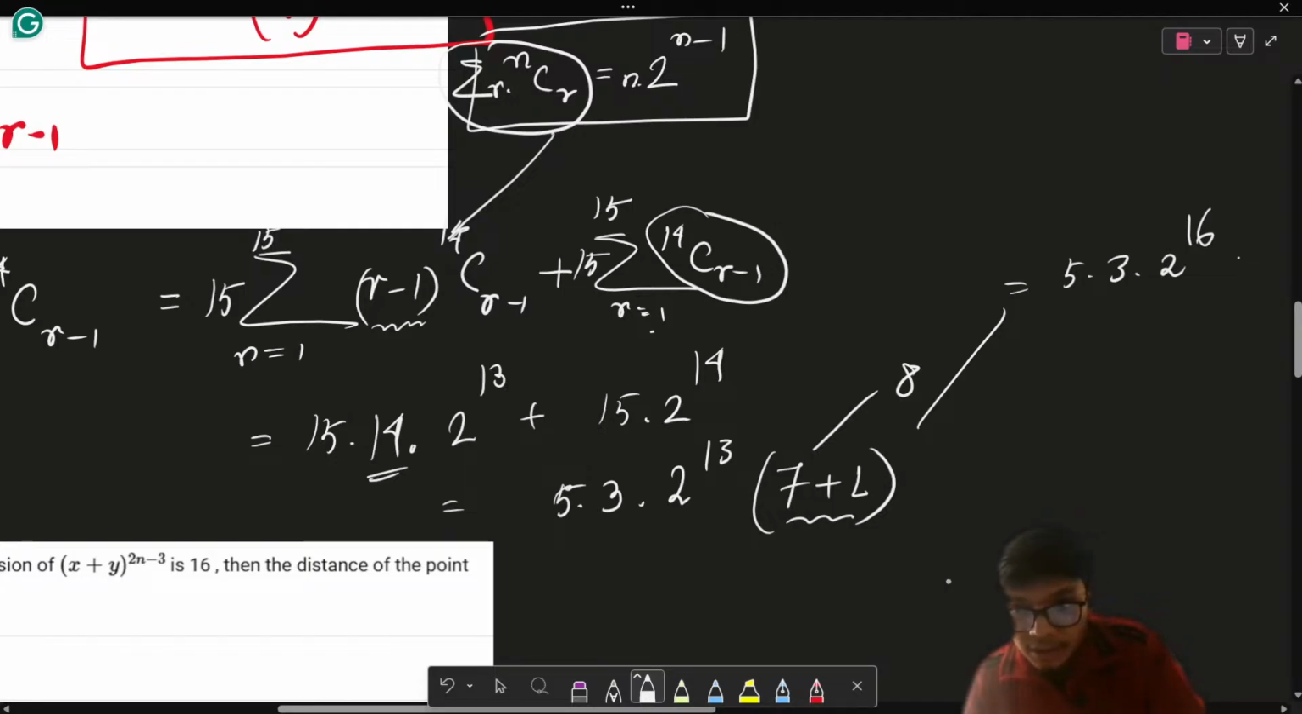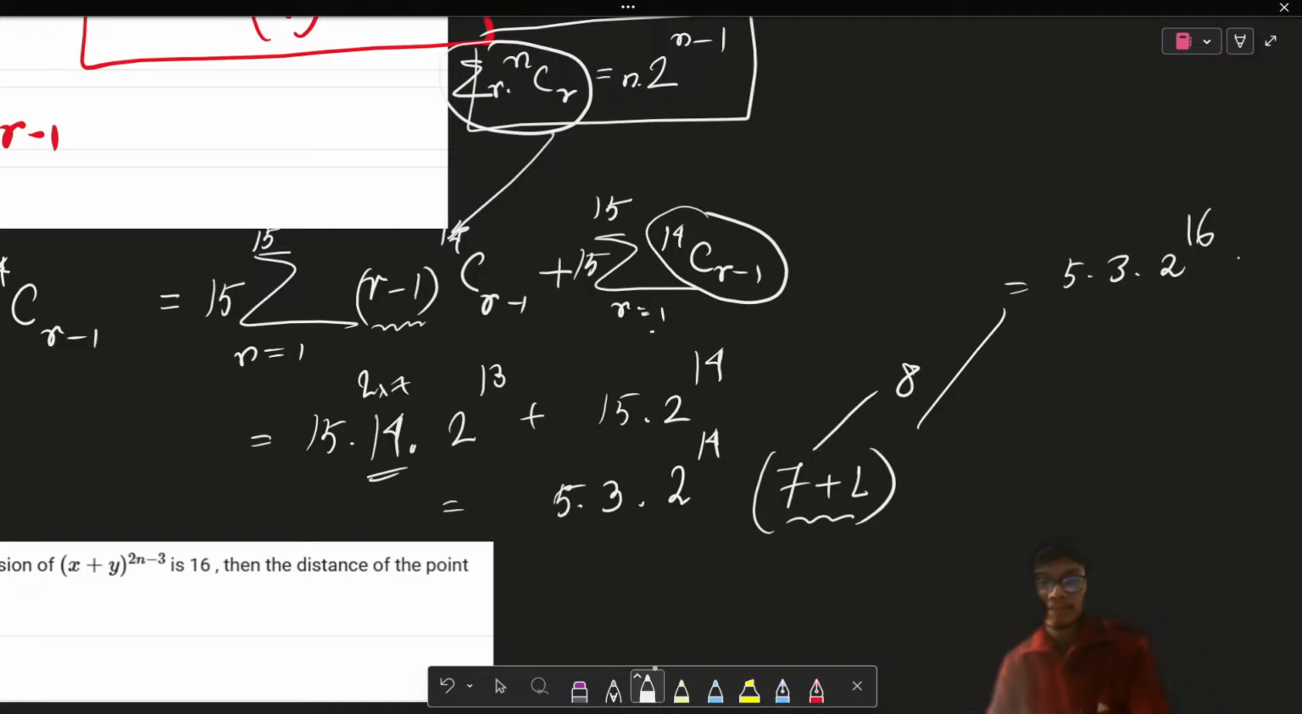If I have made a mistake, please point it out. This is basically 2 into 7, so that's 2 to the power 1, right? So I have to take it to the power 14. Okay, so 2 to the power 14 is taken common, and 5 into 3, and then 7 plus 1, which is again becoming 8, and this in total makes it 2 to the power 17, right?